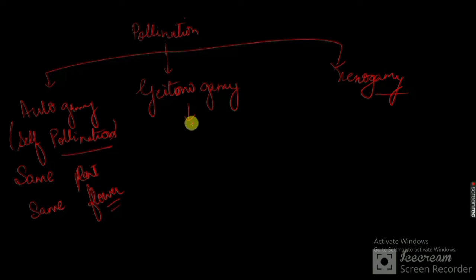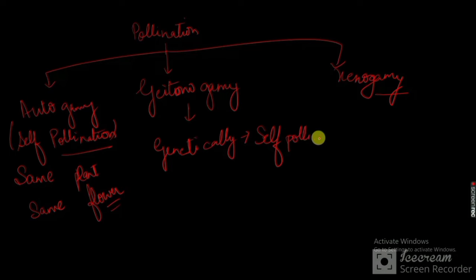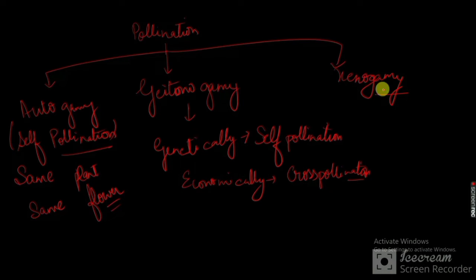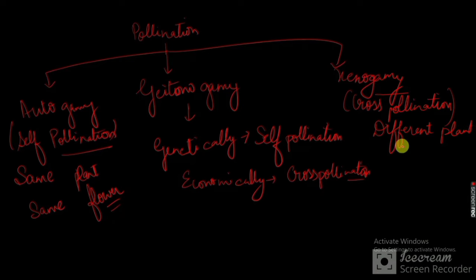In geitonogamy, it is genetically self-pollination, but ecologically, it involves cross-pollination. Cross-pollination means different plant and different flower. In xenogamy, only cross-pollination occurs. Means between different plant and different flower.